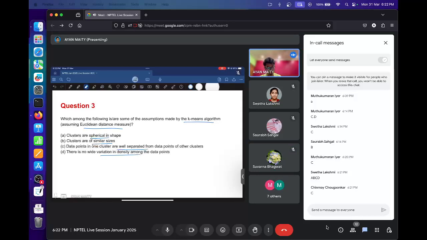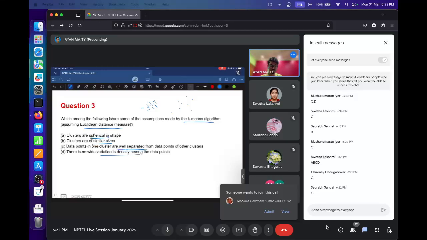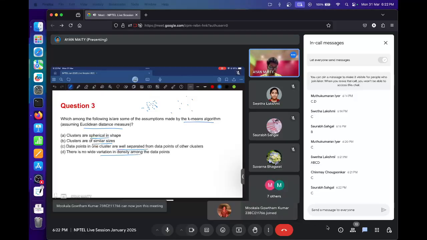Where I just mentioned the density of the data points. So these are the data points. This is highly dense, and these data points are not that dense. So how dense the data points are distributed in a given region. If there are many data points in a small region, then the density is high. Otherwise, the density is low.